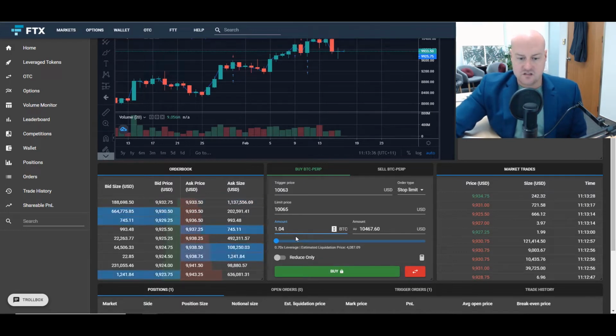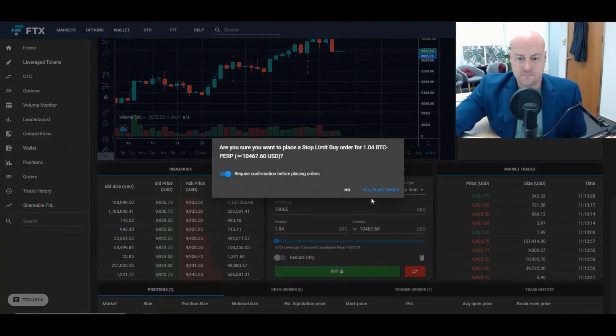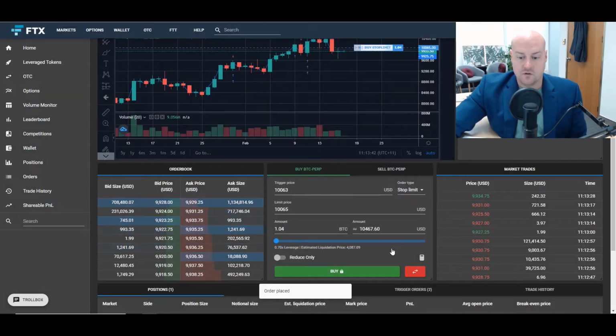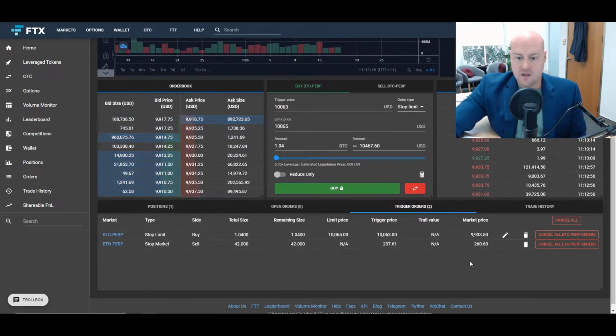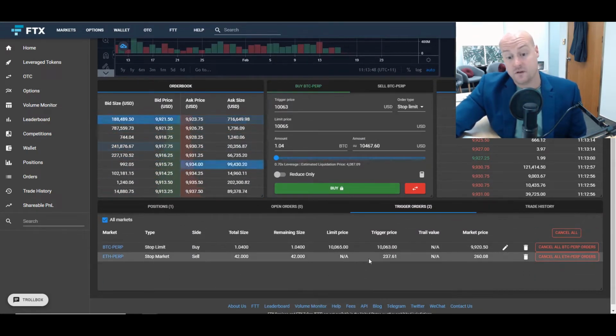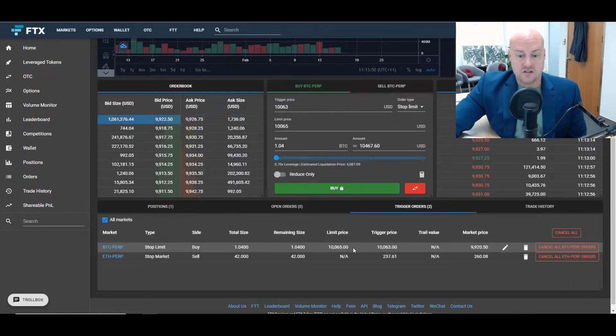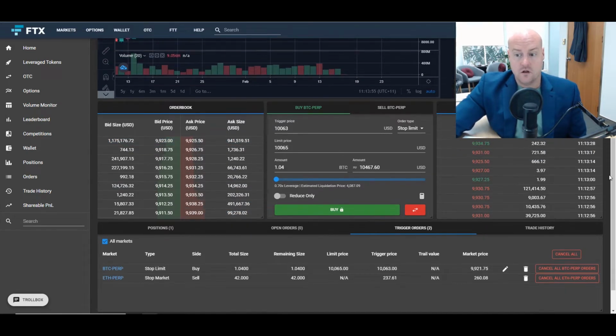Now what I'm going to do is this. Hit buy. Yes, place that. So double check the numbers. Hit place that, and what you'll see down here very easily is I've got a stop in here for Ethereum Perpetual that I've been in for quite some time, and you can see my order in there for the Bitcoin cradle order.